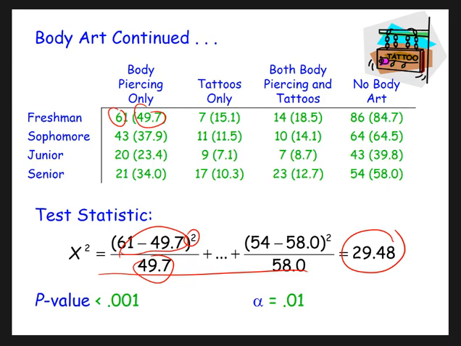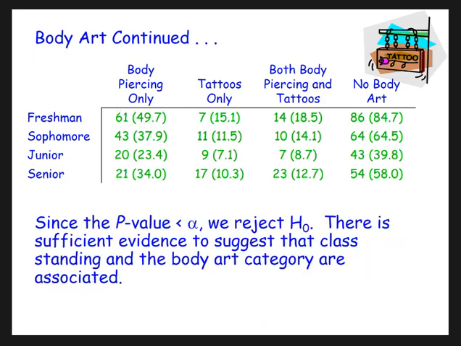Looking at our table, for 9 degrees of freedom, 29.48 has a p-value of less than 0.001. We were using an alpha of 0.01 here. Well, 0.001 is definitely less than that, so we reject H0. There's sufficient evidence to suggest that these two are not independent. And like we mentioned, it makes sense that the older you get, the more time you've had to accumulate more tattoos.